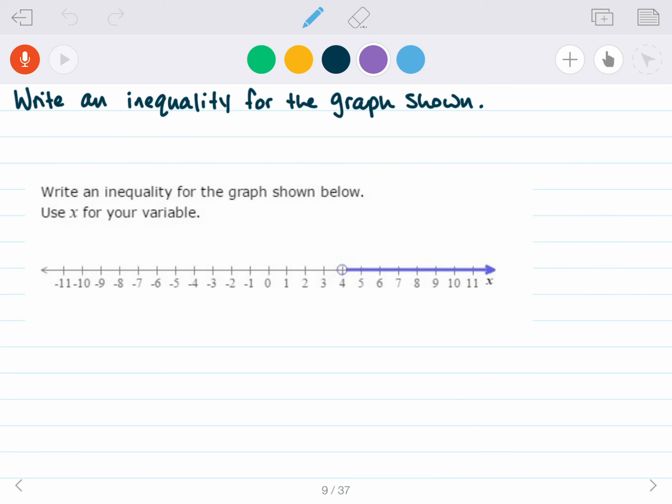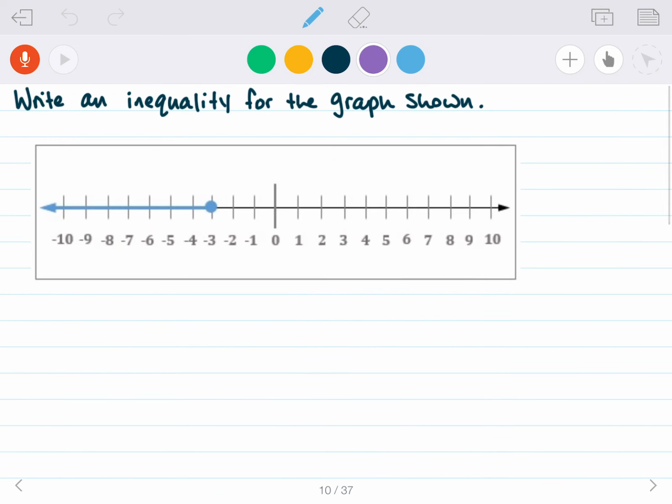Let's write an inequality for the graph shown, and we're going to use x as our variable. So we're starting at 4, so this set is everything shaded in blue, and it says, okay, I'm going to start at 4, but I'm not going to include 4 because of the open dot. So everything to the right of 4 is going to be what? It's going to be x is greater than 4, and that is my answer there, right? Everything to the right of 4 is shaded. I'm not including 4 because of the open dot, so I left that without a line.